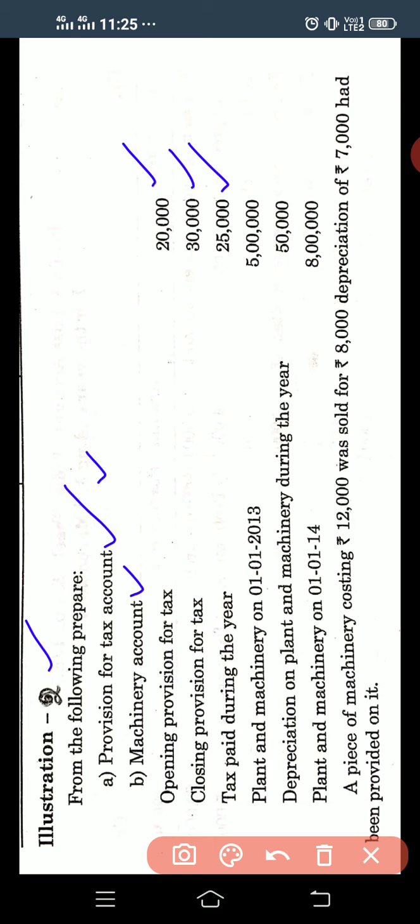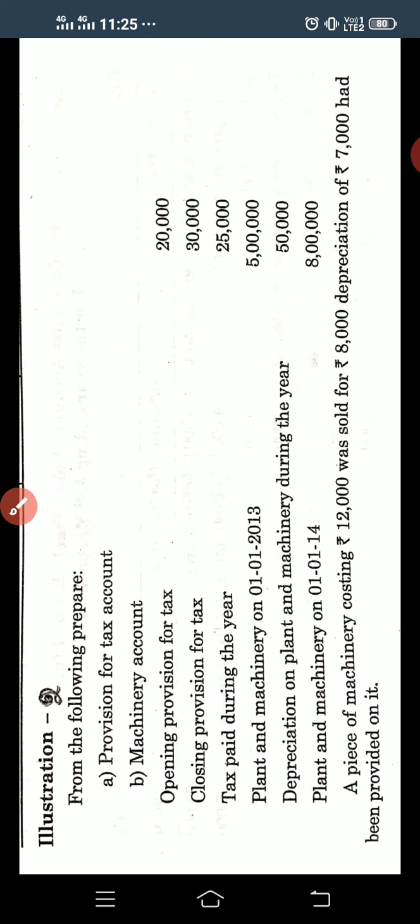Then plant and machinery on 1/1/2013. That means it is the previous year, right? So it is the opening balance. Next, depreciation on plant and machinery, which will come on the credit side of the machinery account. Next, plant and machinery on 1/1/2014 means it is the closing balance. Next, they have given that a piece of machinery costing 12,000 was sold for 8,000 and depreciation of 7,000 had been provided on it. This one we'll see while solving the problem.